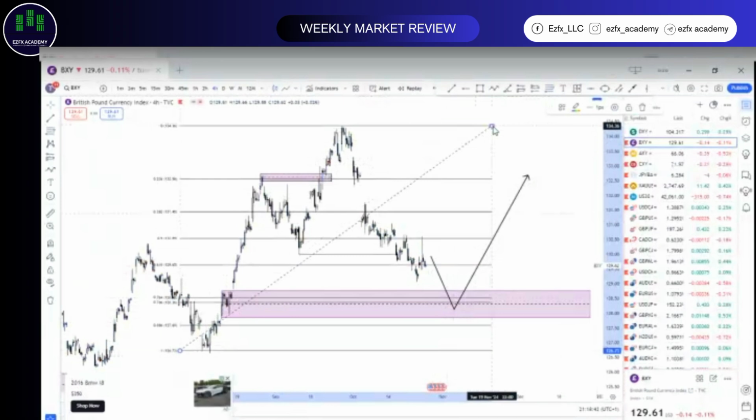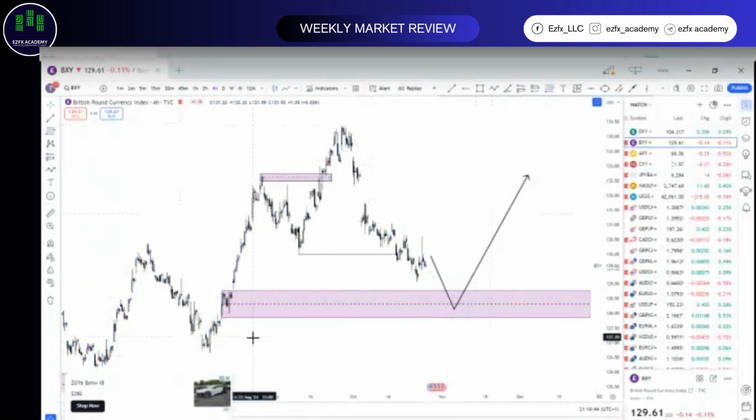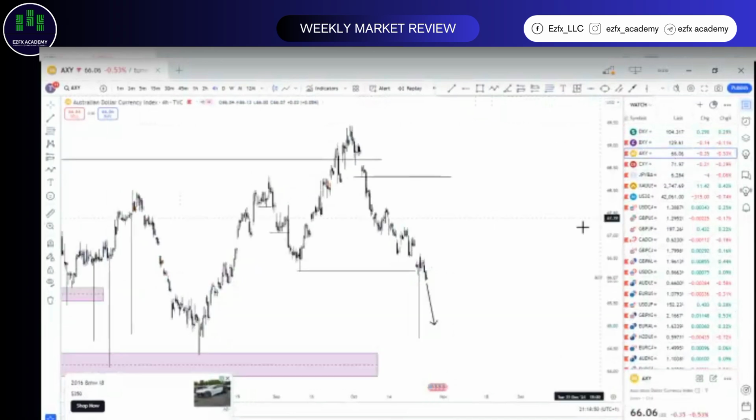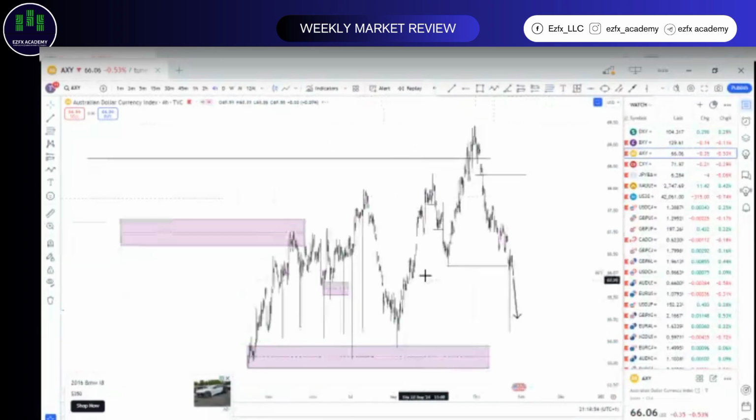So that basically is what I am currently watching out for this week, for a sell to buy sort of scenario on BXY. So for the earlier days of the week, maybe Monday, Tuesday, we can watch out for BXY to still be weak, all right, before we get to see some strength going on. All right, so that being said, let's look at AXY also.